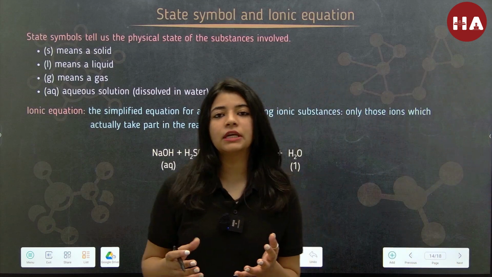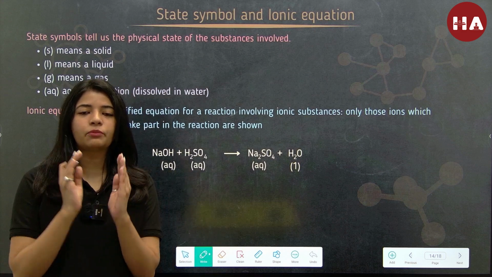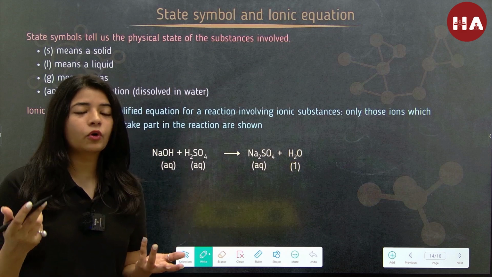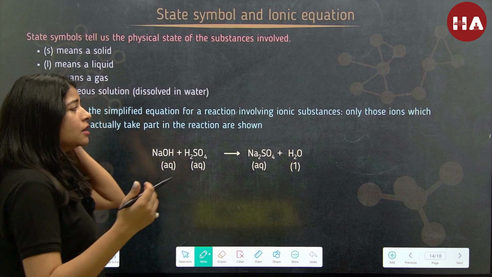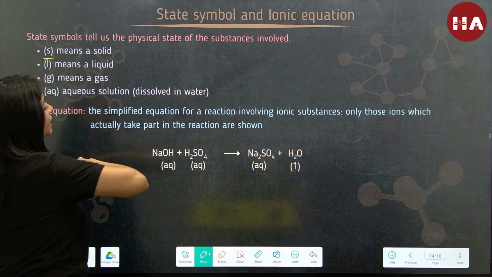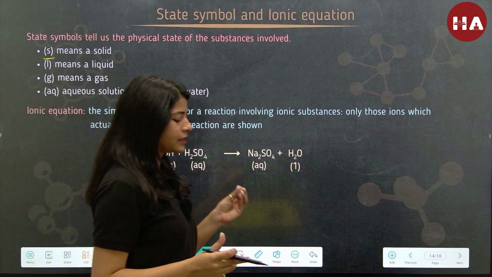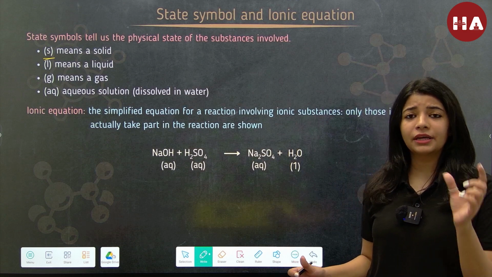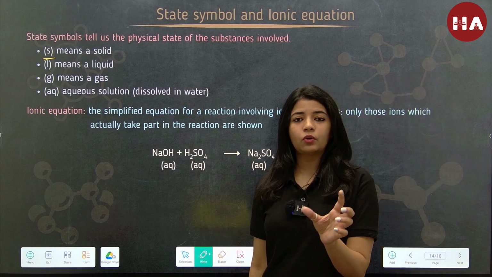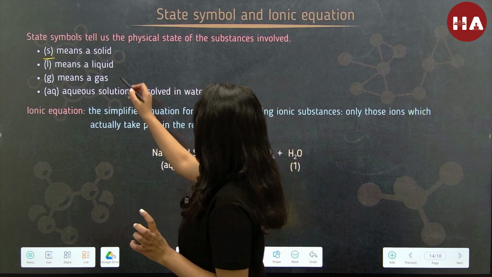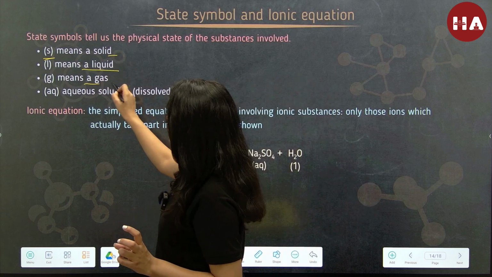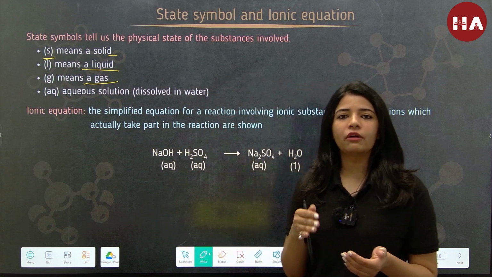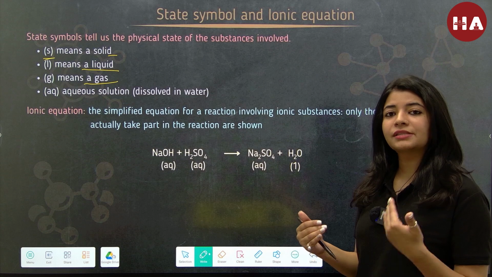So you must have seen in the equation, it is written in the bracket S, AQ, L, or maybe G. Okay, so what do these symbols mean? So let's take one by one. S means solid. Okay, so this state symbol actually helps us to know in what state of matter that particular compound is present. Okay, so S means solid, L means liquid, G is gas, AQ is aqueous solution. It means when something is dissolved in water. Okay, that is known as aqueous.